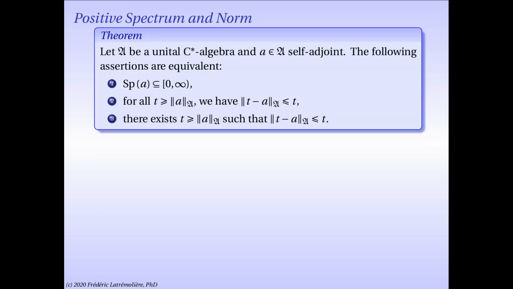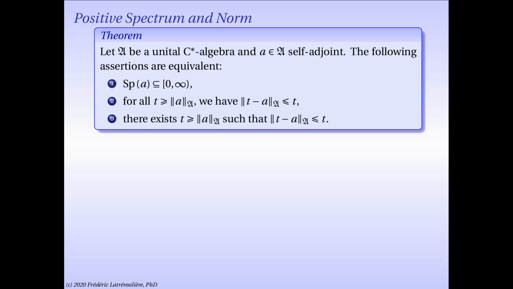Now, in order to relate elements in a C-star algebra of the form x star x, that is, positive elements, with self-adjoint elements whose spectrum is a subset of the positive half-line, I need a core lemma that I'm now going to prove, which characterizes those self-adjoint elements with positive spectrum. So let A be a self-adjoint element in some unital C-star algebra. The following assertions are equivalent.